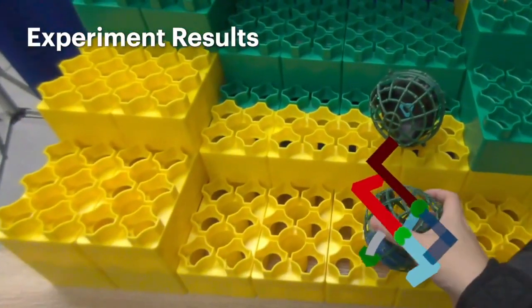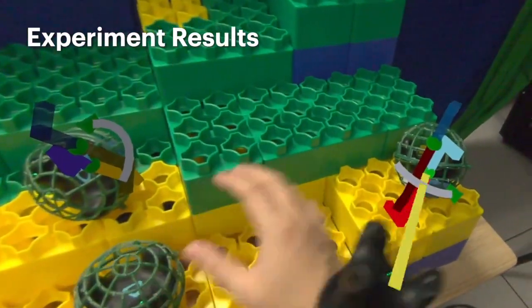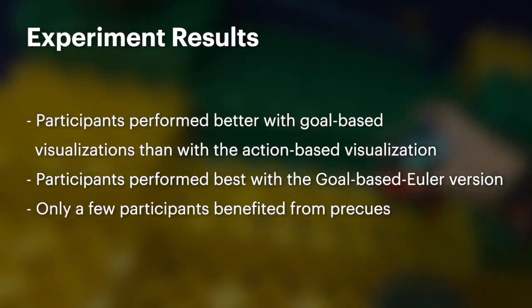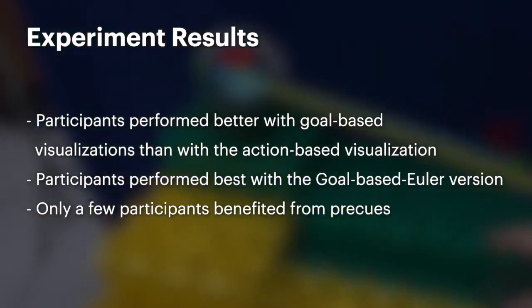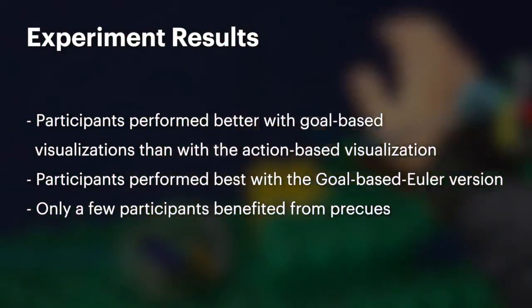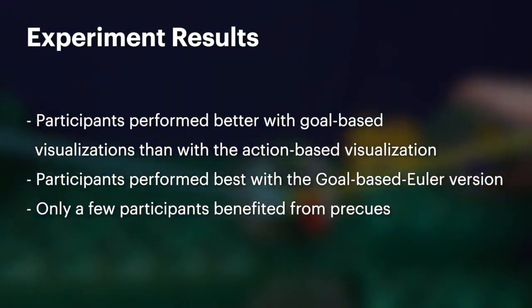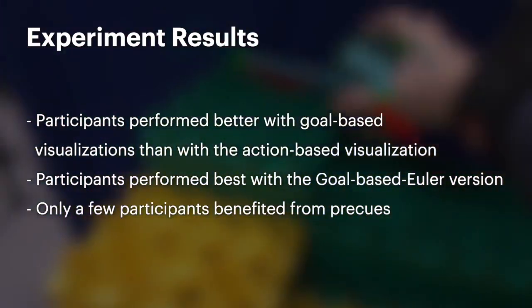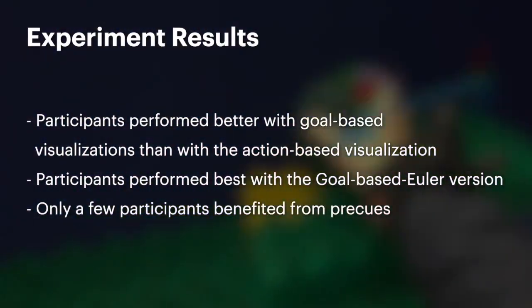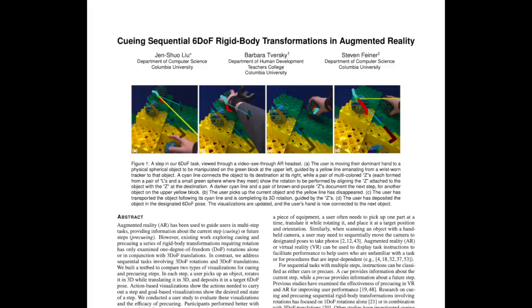We conducted a user study to evaluate our visualizations and determine if pre-cues could make users more effective. The results show that participants performed better with goal-based visualizations than with action-based visualizations, and most effectively with the goal-based Euler version. However, only a few participants benefited from pre-cues, most likely because of the cognitive load of 3D rotations. To learn more, please see our paper.